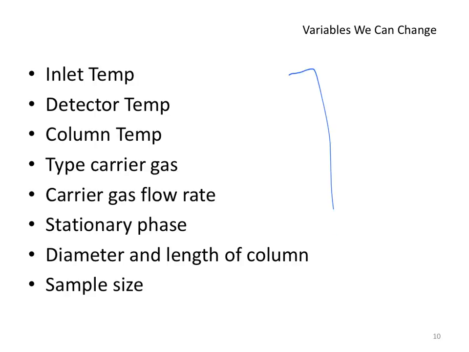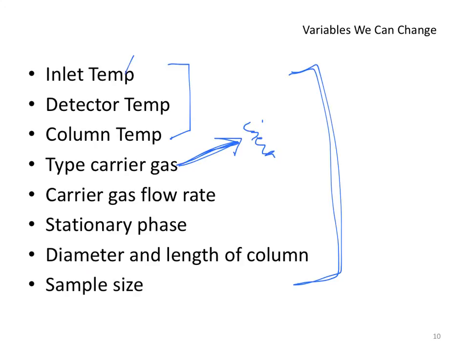Alright, so some of the variables that you can change, of course, are the temperature of the column, the inlet, the detector, and the type of carrier gas. You can keep it helium or argon or nitrogen as long as it is inert. That is what we are focused on. But of course, the rate at which it moves, so the flow rate, is going to be important.